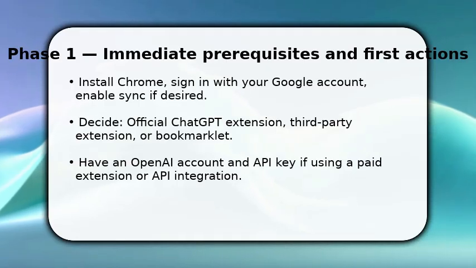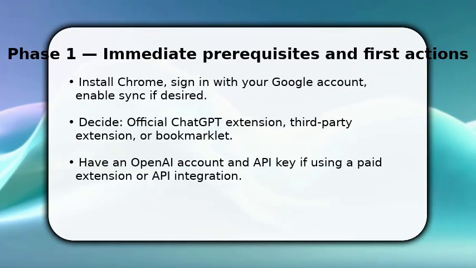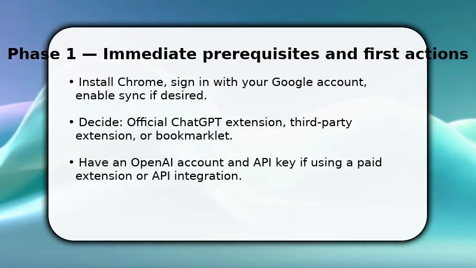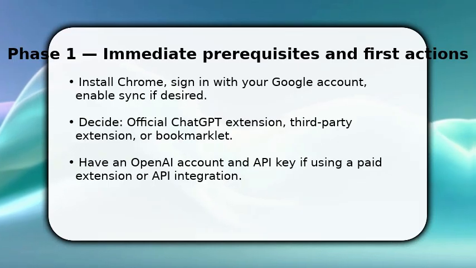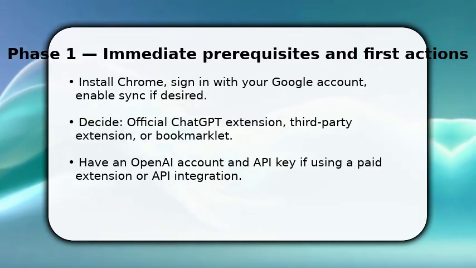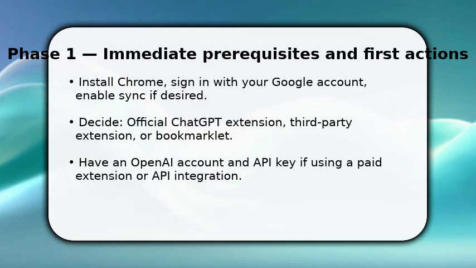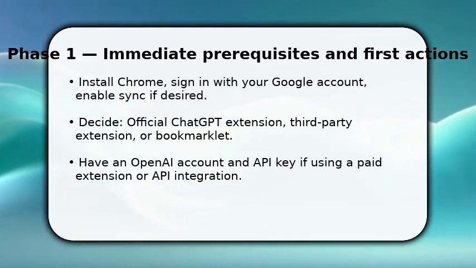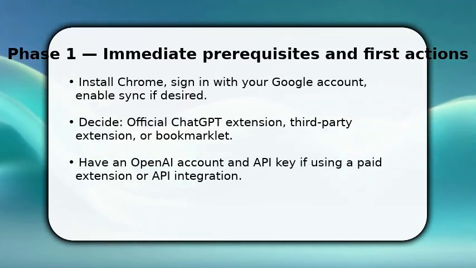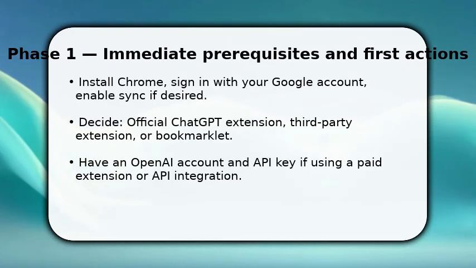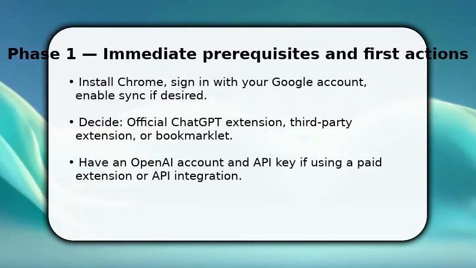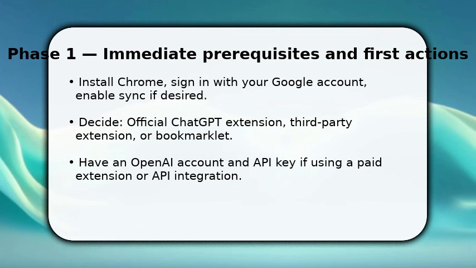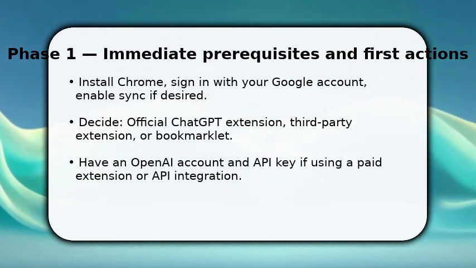You'll start by confirming essentials. Chrome installed, signed into your Google account, and sync turned on if you want settings across devices. Once done, choose the integration path: official ChatGPT extension, a well-rated third-party option, or a simple bookmarklet. Make sure you also have an OpenAI account and your API key ready if the extension requests it. This setup step prevents interruptions later. It's quick, and it ensures the extension can authenticate and store preferences securely.